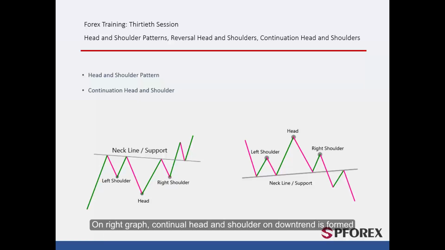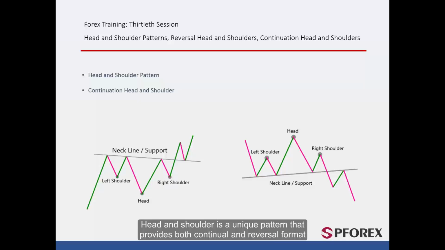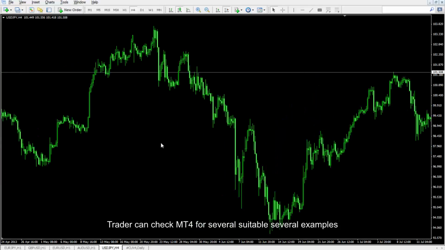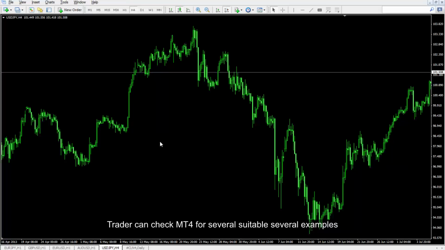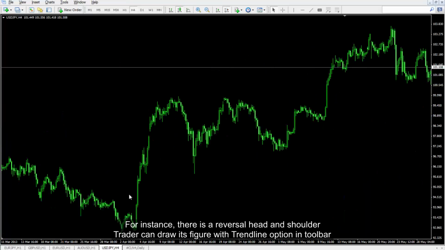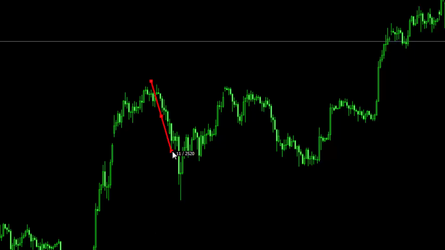On the right graph, a continual head and shoulder on a downtrend is formed. Head and shoulder is a unique pattern that provides both continual and reversal formats. A trader can check MetaTrader 4 for several suitable examples. For instance, there is a reversal head and shoulder. A trader can draw its figure with the trendline option in the toolbar.